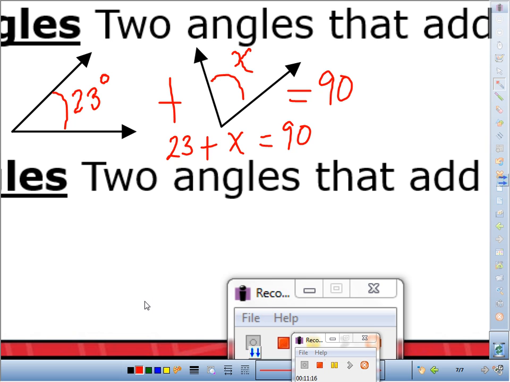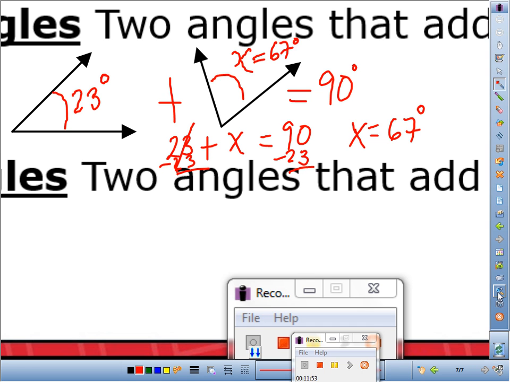And do we know how to solve those? Yes. Minus 23, minus 23. X equals 67. And I want you to put a little degree sign right there. So that is 67 degrees. So this one is equal to 67 degrees. So once again, two angles that add up to how much? 90 degrees. Those are what? Complementary. Two angles that add up to 90 degrees are what? Complementary.